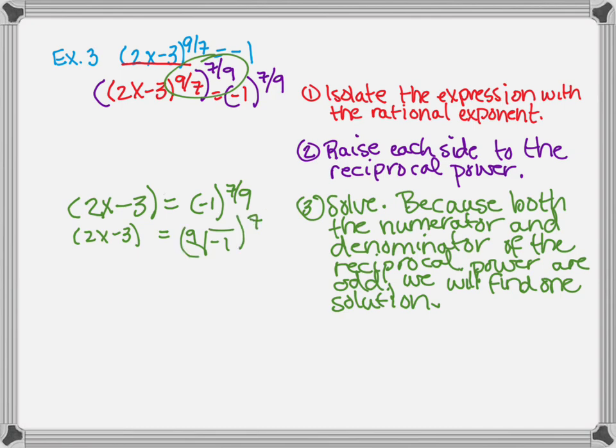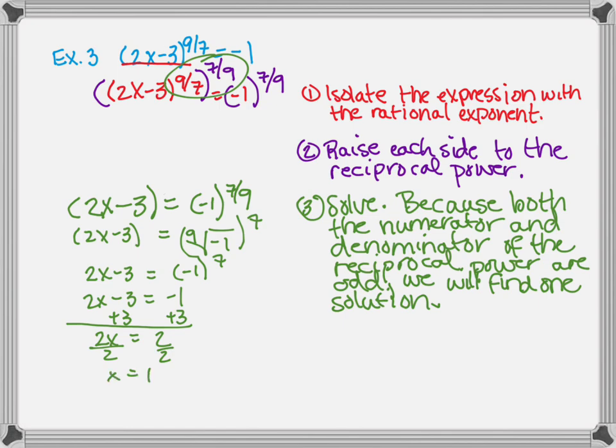2x minus 3 equals the 9th root of negative 1 raised to the 7th power. 2x minus 3 equals, okay, the 9th root of negative 1 is negative 1. And then we've got negative 1 to the 7th power. 2x minus 3 equals negative 1, because negative 1 raised to the 7th power is still negative 1. Getting x by itself, I'm going to add 3 to both sides. So I have 2x equals 2, and then divide both sides by 2. X equals 1. We should still check our solution in the original equation.